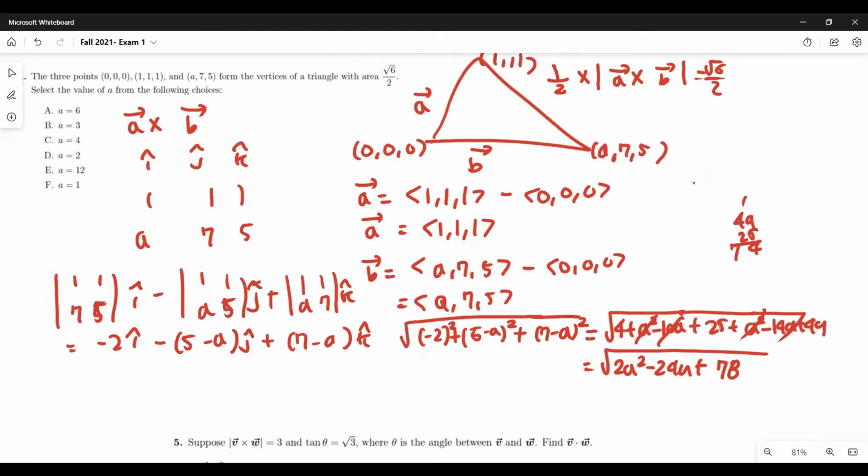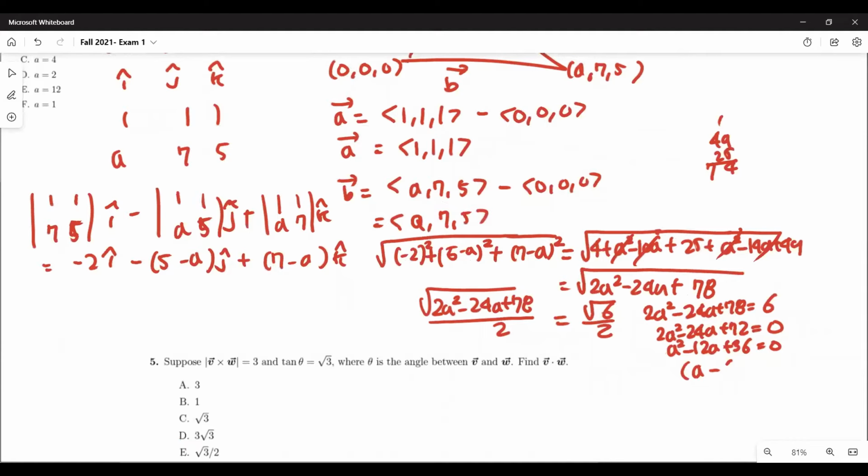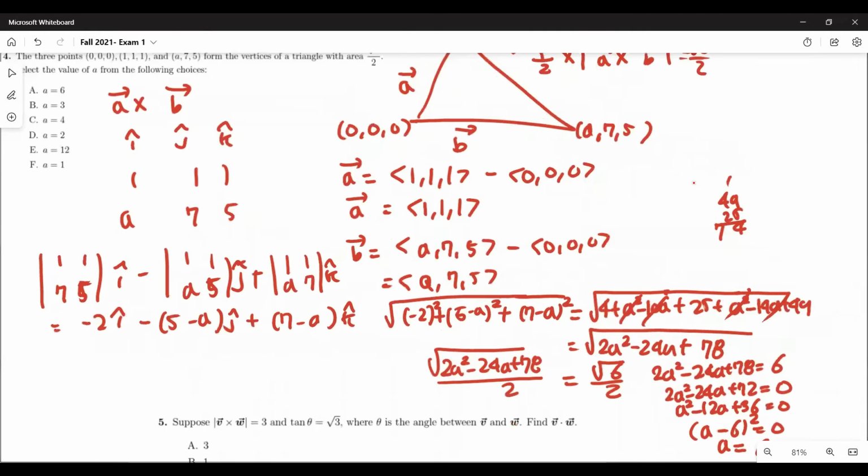So, square root of 2a squared minus 24a plus 78 over 2 should equal square root of 6 over 2. So this means 2a squared minus 24a plus 78 should equal 6. 2a squared minus 24a plus 72 equals 0, which is a squared minus 12a plus 36 equals 0. This will eventually give you (a minus 6) squared equals 0. So a is equal to 6. So the answer is A.